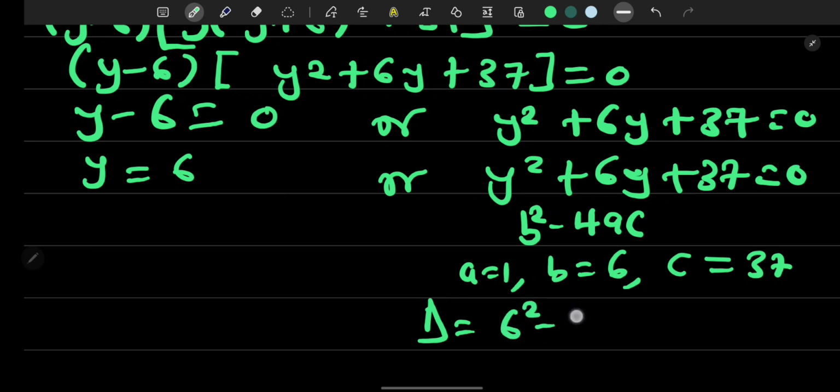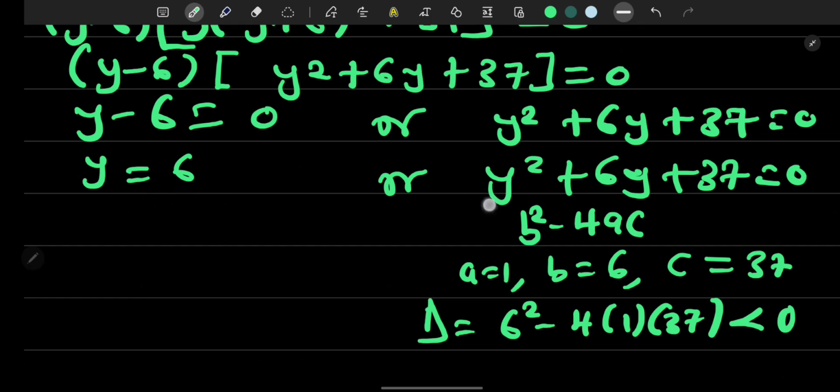So this is 6 squared minus 4 times 1 times 37. 6 squared is 36, so 36 minus 4 times 37. Of course this will definitely give us a negative value. So when your discriminant is less than 0, that means the equation has no real roots. When you have no real root, you're going to have complex conjugate roots. So by implication, there is no real root in the second factor, which is this quadratic equation. So we only consider the value of y to be what?